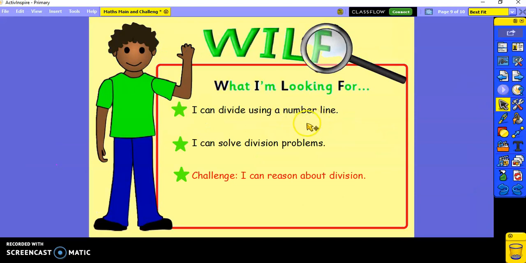Our Wilf today. What am I looking for? I can divide using a number line. So that is the first step on our Wilf. I do want to see those workings out. I can solve division problems, so you're going to have a mixture of number sentences and word problems today, and also some slightly more open problems towards the end. And then a challenge, I can reason about division.